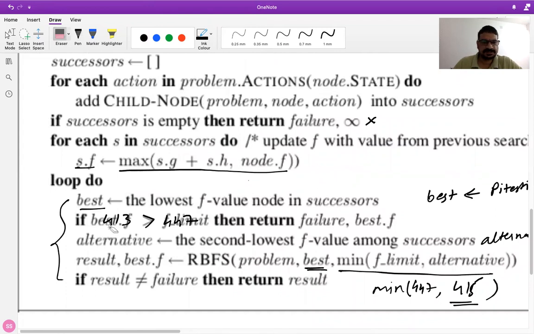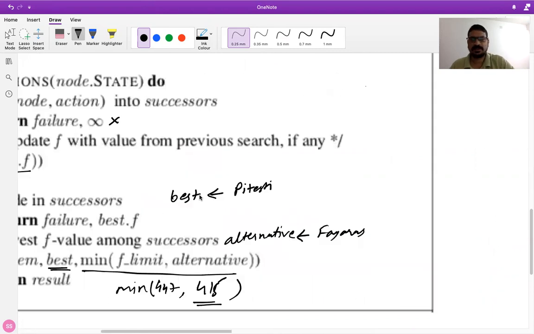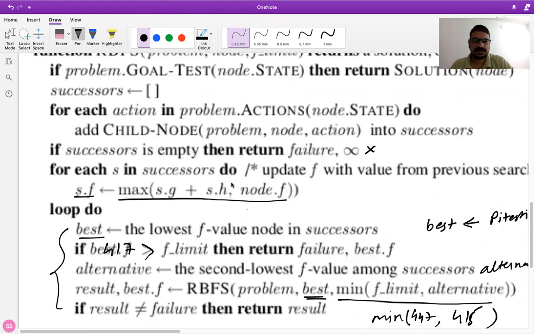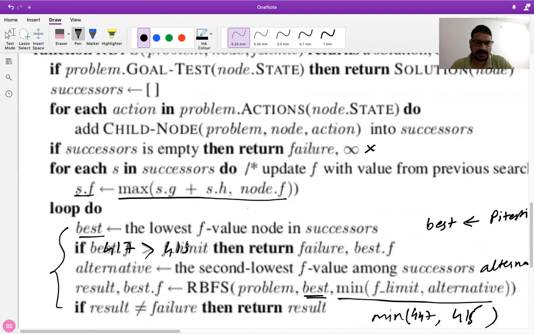Now the next one is this. What is this? Best F. What is best F? It is 417. Is it greater than F limit? What is my F limit? 415. Yes. So 417 is greater than 415. Yes, this condition is satisfied.